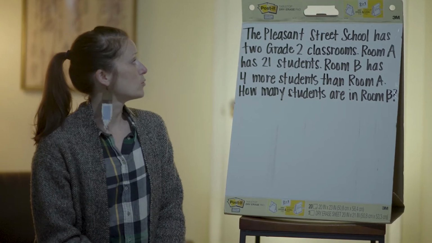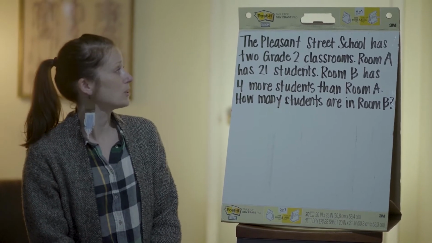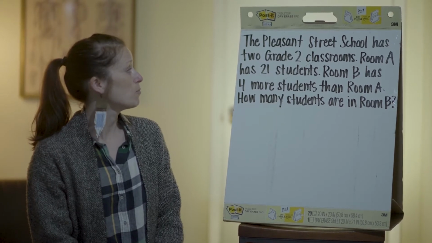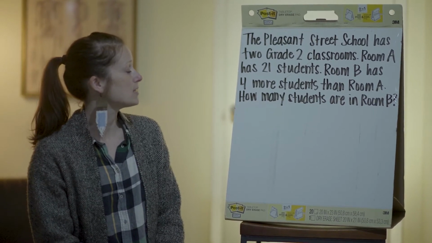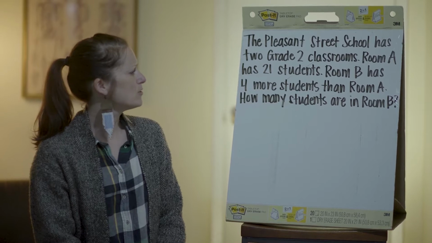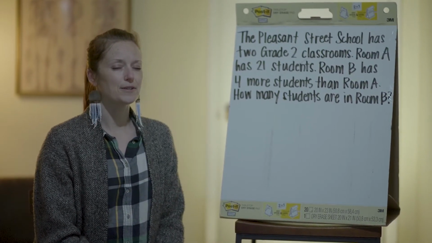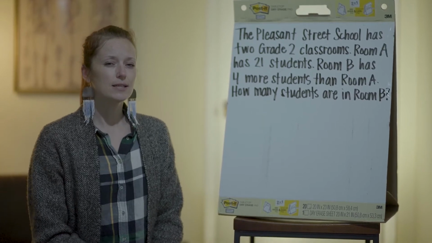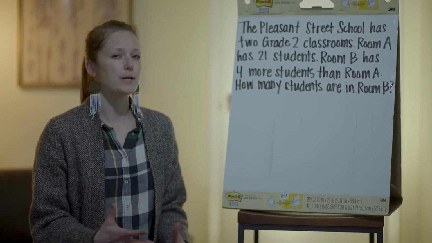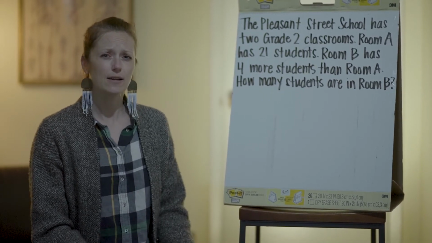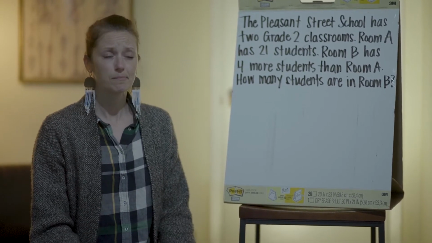The Pleasant Street School has 2 grade 2 classrooms. Room A has 21 students. Room B has 4 more students than Room A. How many students are in Room B? Well, I want you to first take just a moment to see if you can think about all of the information that we were just given in that problem and see how we can use that in order to solve the problem.